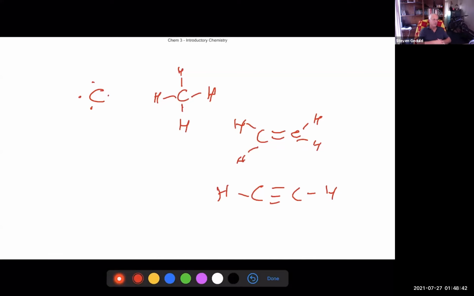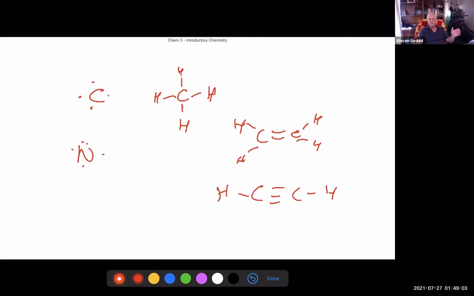Nitrogen has 5. It wants 3 bonds. Remember, nitrogen has 5 valence electrons. Remember how to determine valence electrons. Look at the periodic table. Carbon is 4. Look at group 1A, sodium is 1. Magnesium group is 2. Aluminum group has 3 electrons. Carbon has 4. Nitrogen has 5. Oxygen has 6. Fluorine has 7. And then the noble gases all have 8, and they're stable.